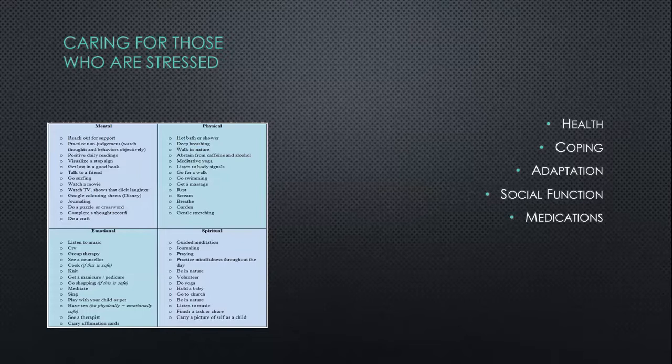And so, some examples for mental coping skills might be reaching out for support, practicing non judgment, using positive daily readings, visualizing a stop sign, getting lost in a good book, talking to a friend, watching a movie, journaling, things like that, taking a hot bath or shower, deep breathing, walking in nature, listening to music. Crying is a great coping skill. Attending group therapy, meditating, singing, journaling, praying, being in nature, volunteering. There's so many coping skills that people can use.